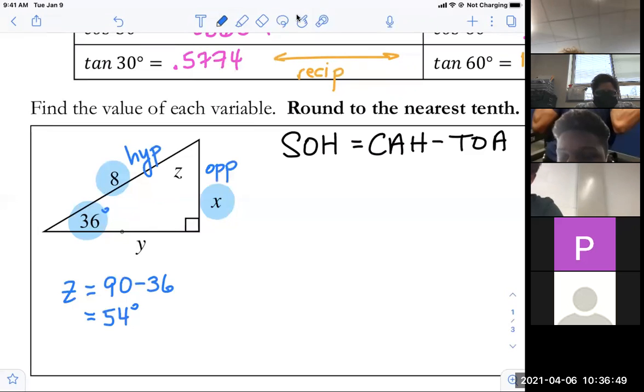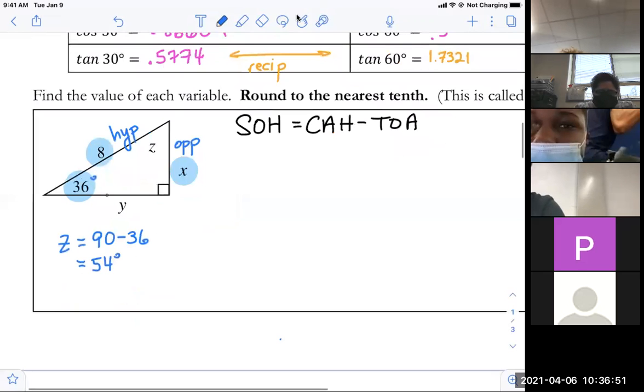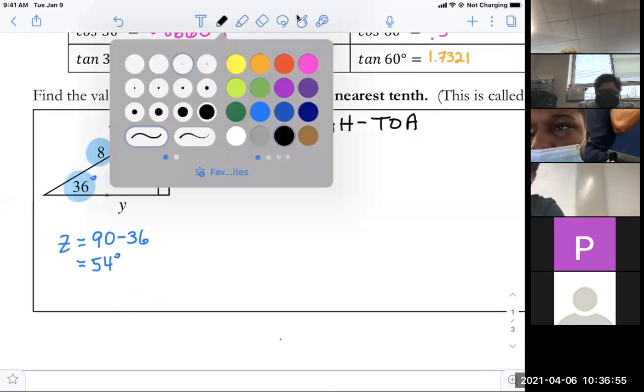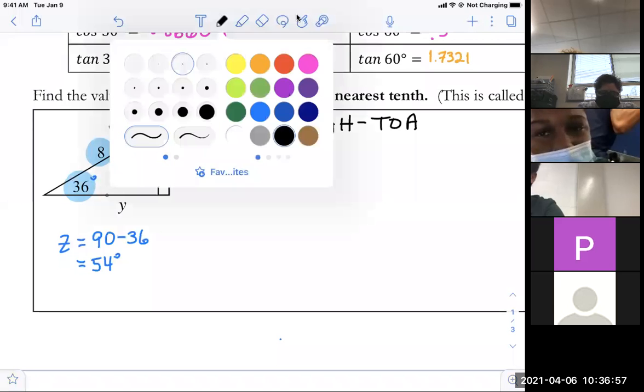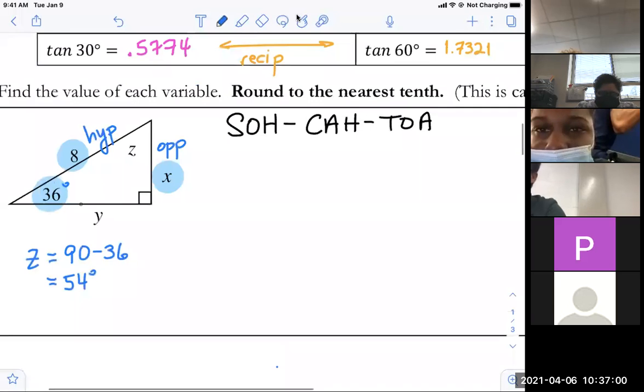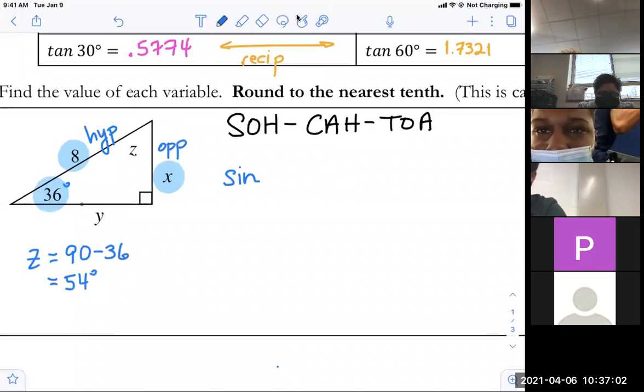Okay, Ryan, sine, cosine, or tangent? Okay, tell me what the equation is. Sine of what? The thing that follows sine, cosine, tangent is always an angle. So sine of what?